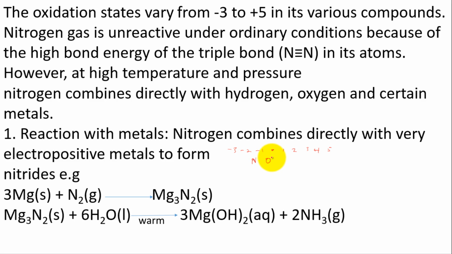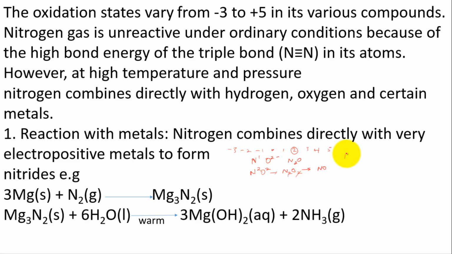Therefore, you can combine with oxygen now. Oxygen is 2 minus. Therefore, you can take 1, and when you take 1, you have N2O. This is dinitrogen 1 oxide. You can take 2, that is N2O2, which can cancel out to give you what we call NO. This is nitrogen 2 oxide.